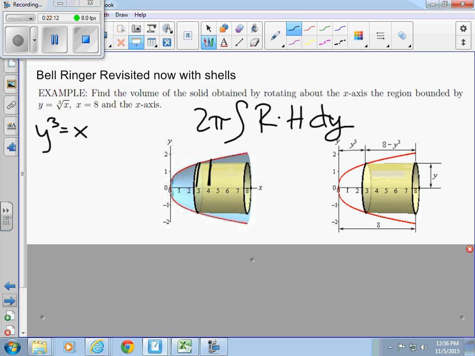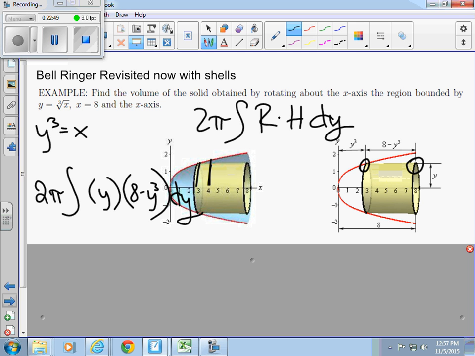However, the height of this cylinder would be a little trickier because this cylinder is inside this parabola, right? So it's the distance from 8 to here. Everyone agree? Questions about that? So it would be 8 minus y cubed. That would be the height of the cylinder. So I get 2 pi times the integral of y times 8 minus y cubed. So it didn't end up just being the curve. It ended up being 8 minus the curve.